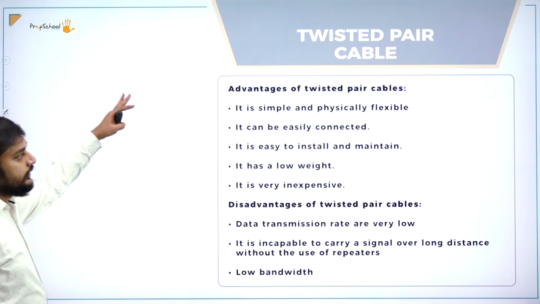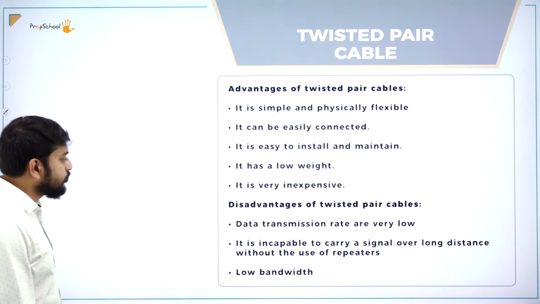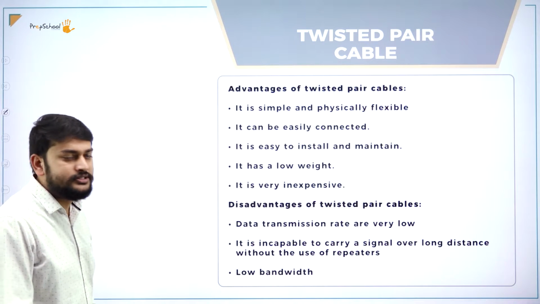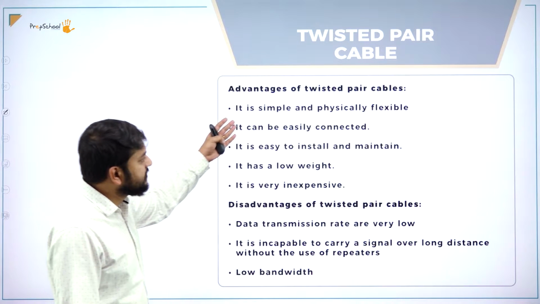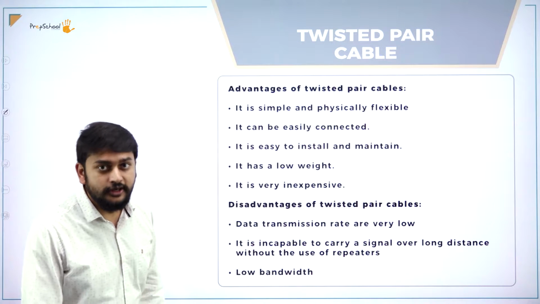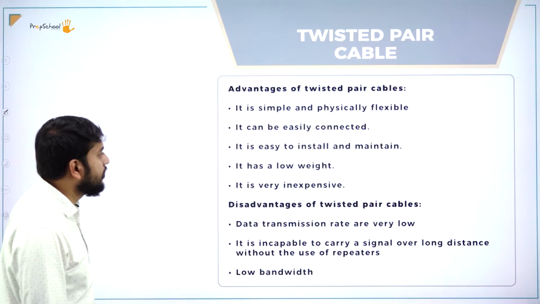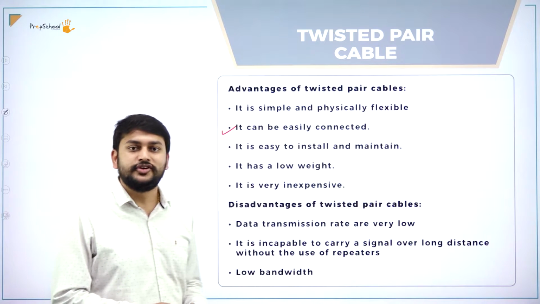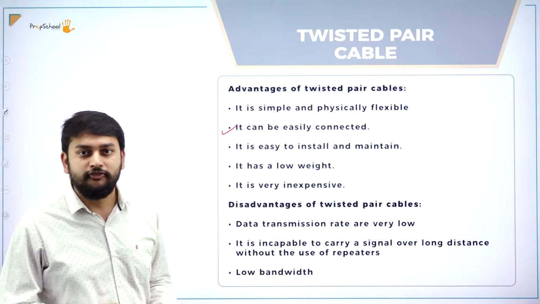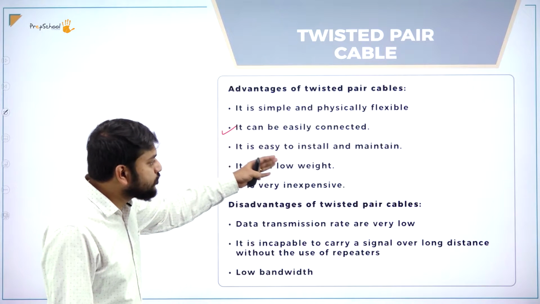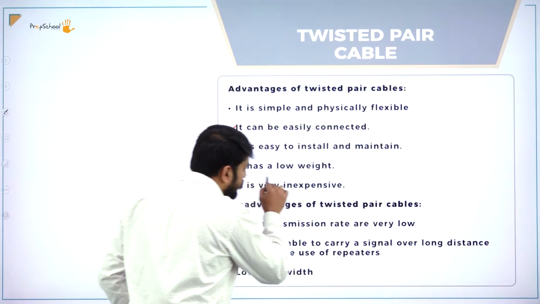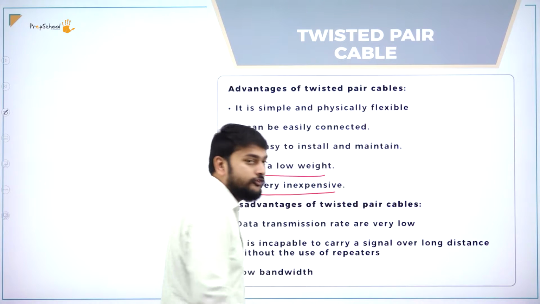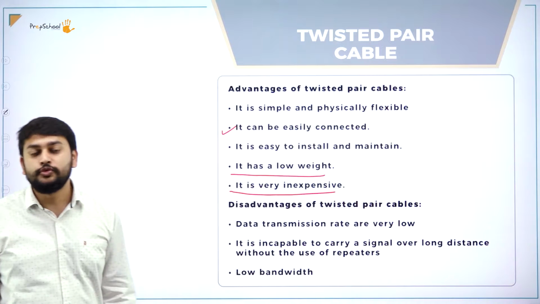So guys, the advantages of twisted pair, and I also have some disadvantages, as I discussed. Let's check one by one. It's simple and easy to remember. It's simple and physically flexible if I use twisted pair. It can be easily connected, so I don't have to make a lot of circuits to connect the twisted pairs if I am using them for my infrastructure. So it is easily installed and maintained. It has low weight. It is very inexpensive when it comes to unshielded twisted pair.